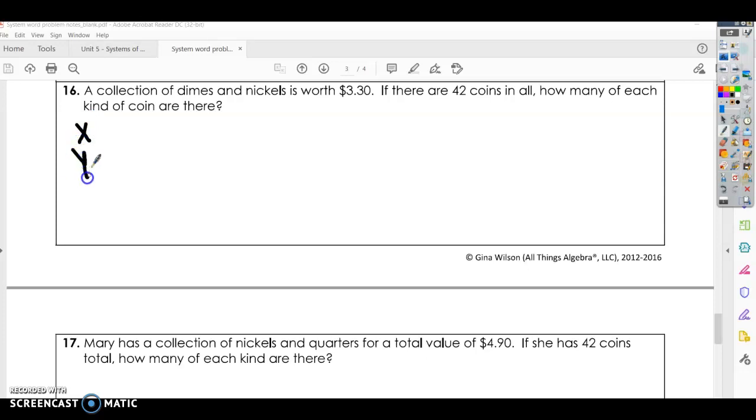Alright, so we're going to define our variables. So we're going to say X is dimes, and let's let Y be nickels.